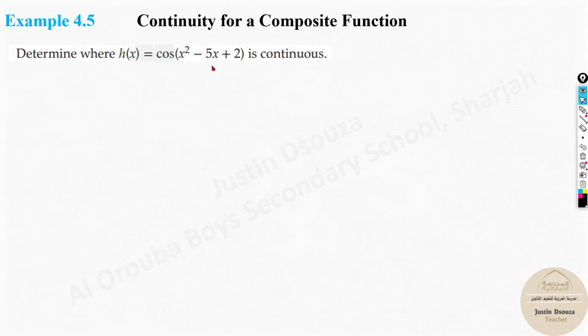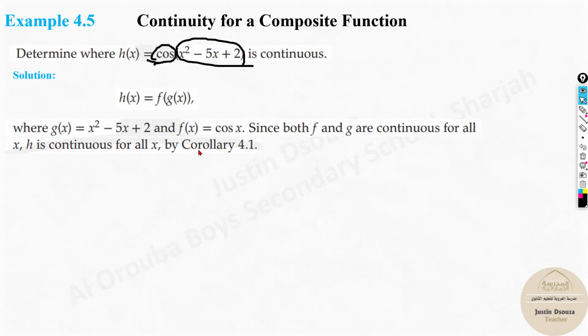Now let's look over here. If you recall theorem 4.1, we know cos is continuous and polynomial is continuous. But they're composed together. Can you see this? There are two functions over here, f of g of x. So these two functions, f of x and g of x, because cos and this x squared minus 5x are continuous, isn't it? So the entire thing is continuous.